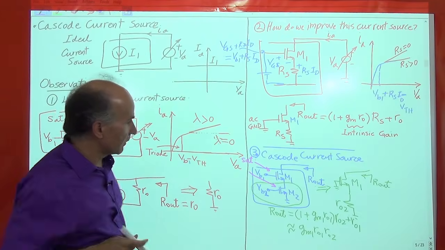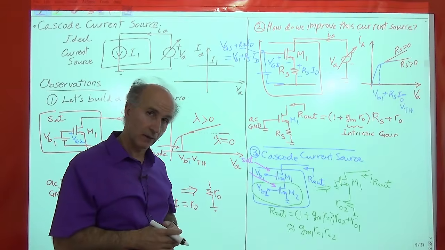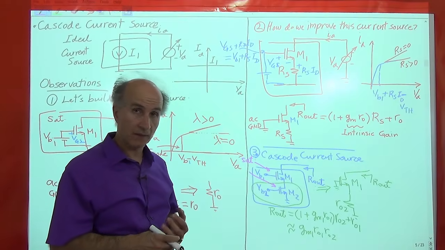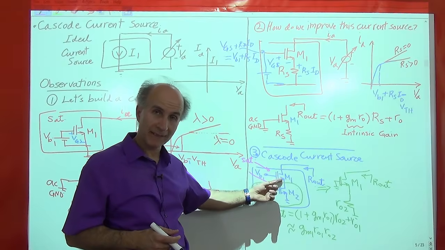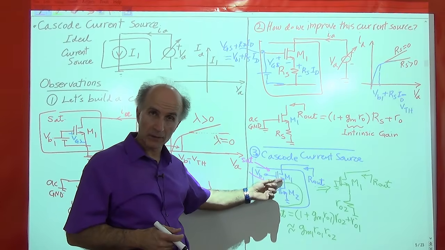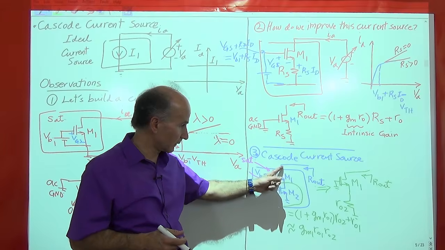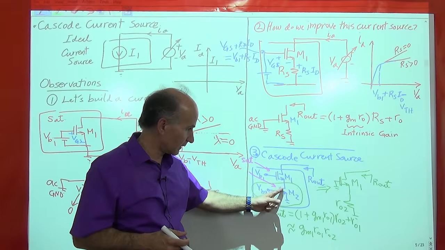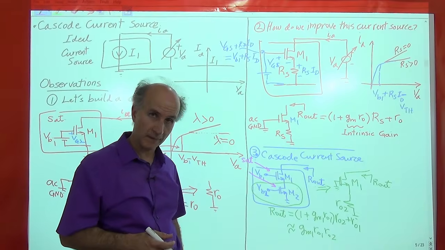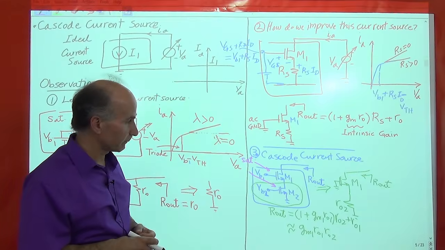Now, in practice, we might choose M1 and M2 to be identical or not. It just depends on the situation. In most cases, they are identical, meaning that they have the same width, they have the same length, and of course, they have the same current. The bias current just flows from the drain to the source of this device, and then goes to the drain of this device, then goes to the source of this device. So they have the same bias current as well.